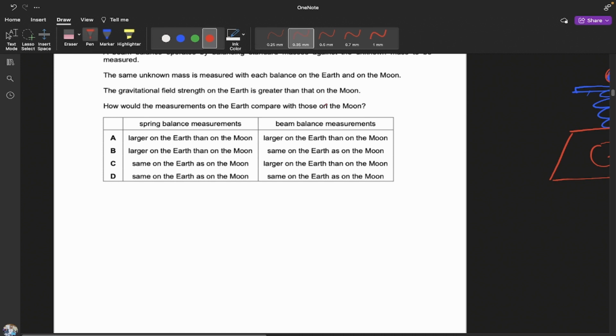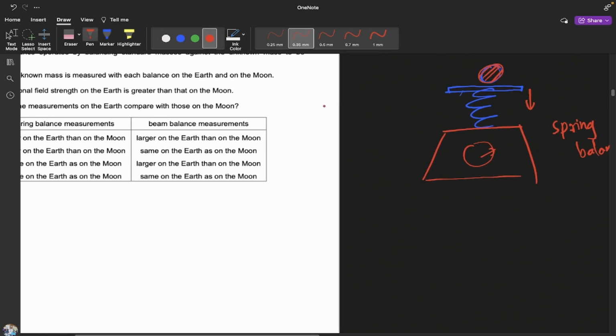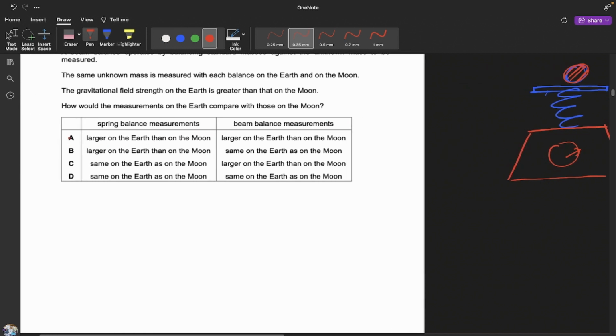How would the measurements on Earth compare to those on the Moon? Obviously, if the gravitational acceleration on Earth is greater, then the compression will be greater. So using a spring balance on Earth will give a larger result. Here they say same, so these two are wrong. The answer is either A or B. Larger on Earth than Moon, yes, correct. Larger on Earth than Moon, the second one is also correct.